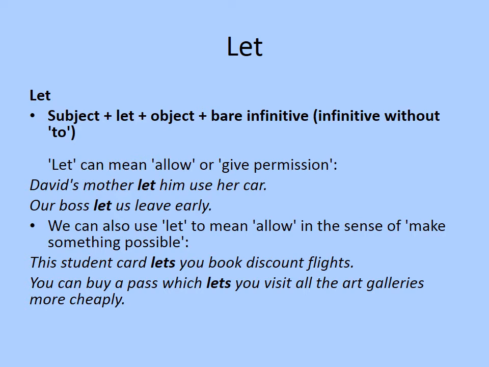Moving to let. Let, how is the structure of the sentence? There must be a subject in the beginning, plus let, plus an object, and plus bare infinitive. Bare infinitive means infinitive without to, no to here. Let can mean allow or give permission. Example, David's mother let him use her car. So, what is the subject here? David's mother. Let, as we saw, object is him. Use the bare infinitive without to.